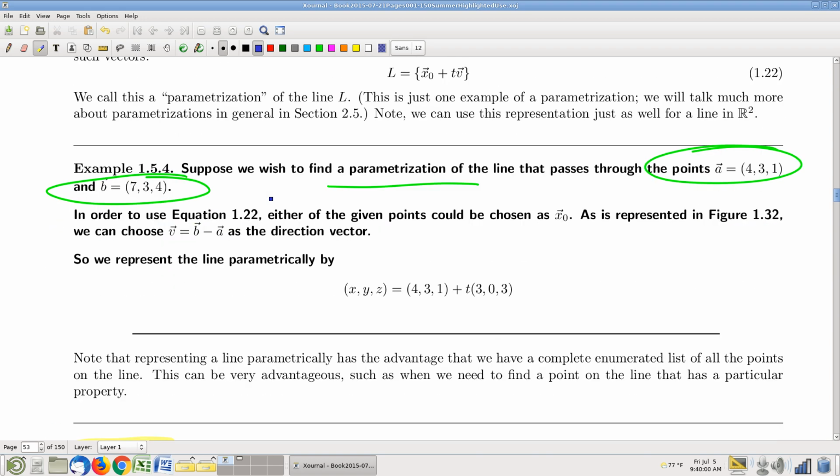And you can see that's what happened here. These two, the A and the B, you subtract to get that direction vector. Right, and then pick, again, doesn't matter, pick whichever one you want, either A or B to be your x naught. Looks like I picked A for no particular reason.